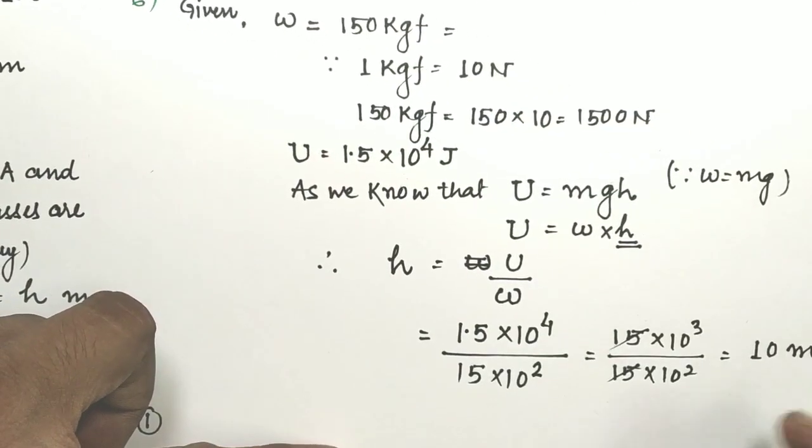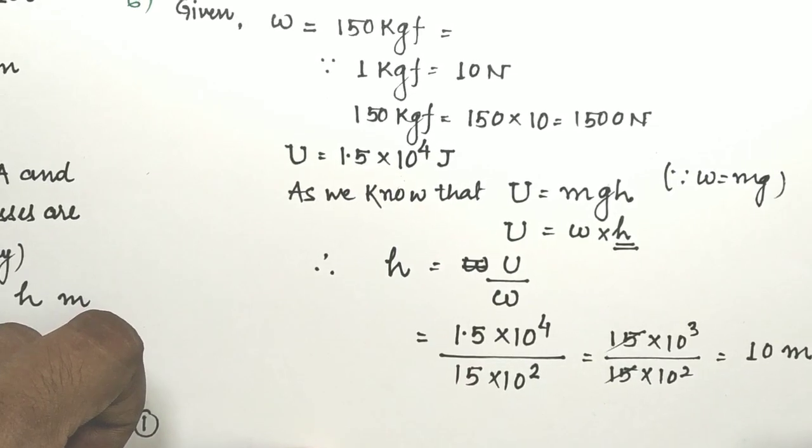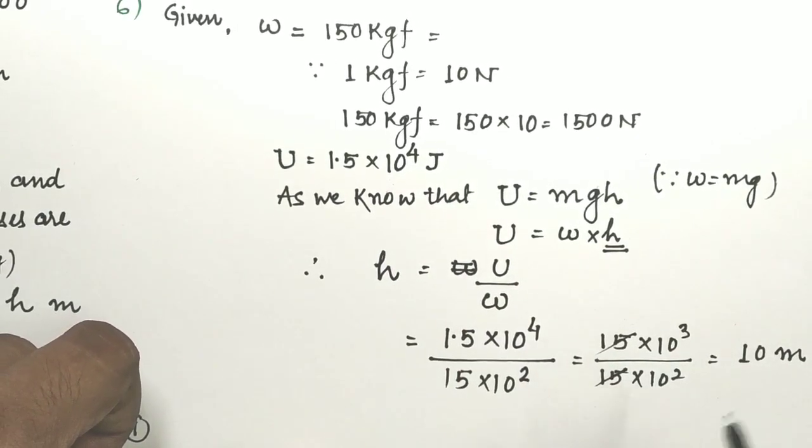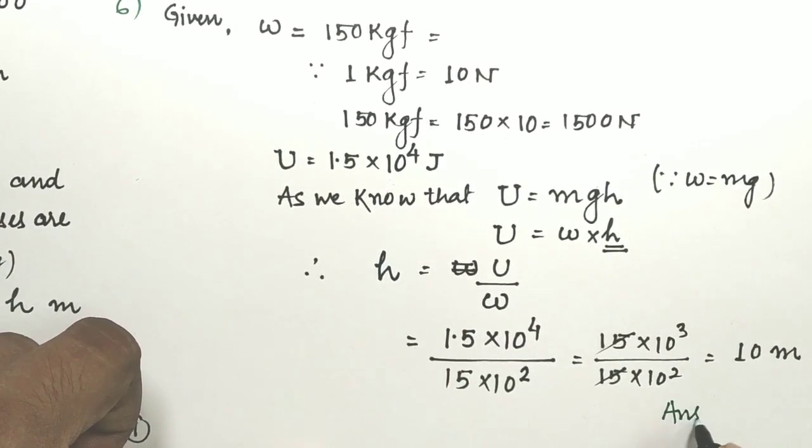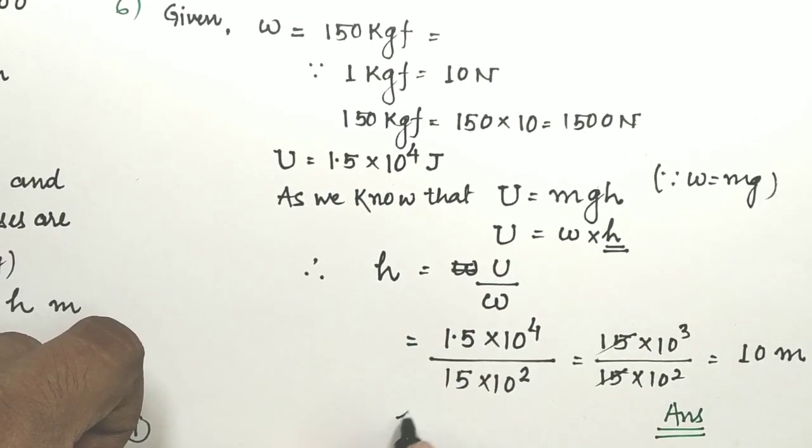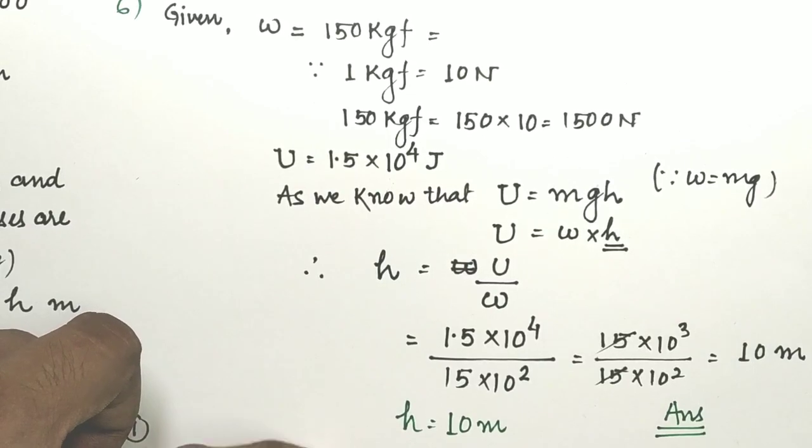We will get the height as 10 meter for this question. So students, in this manner we have calculated the height of the object, that h is equal to 10 meter. So now proceed towards the next question, question number 7. So students, what does question number 7 say?